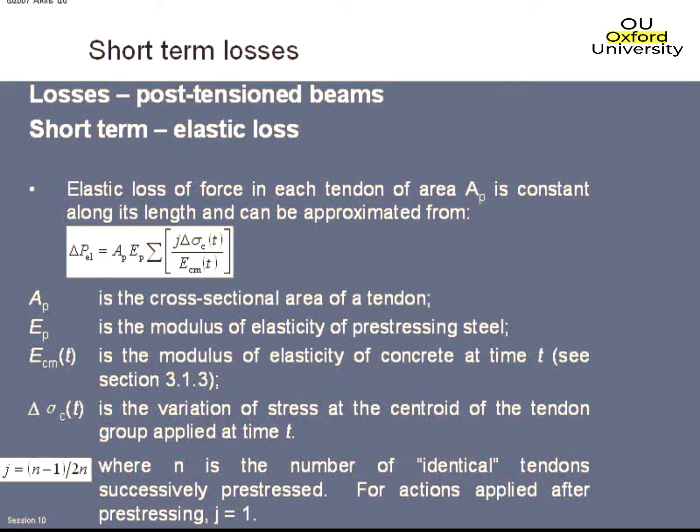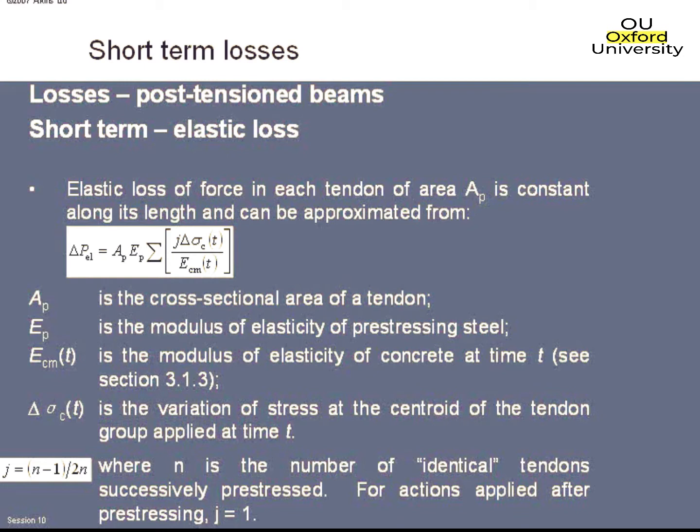When you come to put the second tendon in, the same is true of that second tendon, but while you're stressing the second tendon, the first one is getting shorter. So the second tendon causes a loss in the first one, but not in itself. And then consequently, when you do the third one, it causes a loss in the first one and the second one, but not in itself. So what J is doing is saying if you've got N tendons in a group, and we consider the stress sigma C from the whole group, we need to take into account the fact that the last tendon we stress causes an effect in everything, but not in itself.